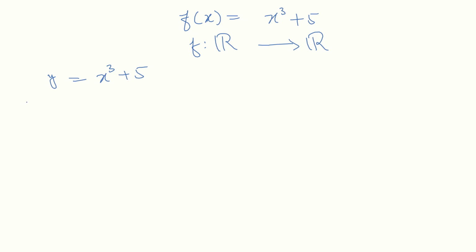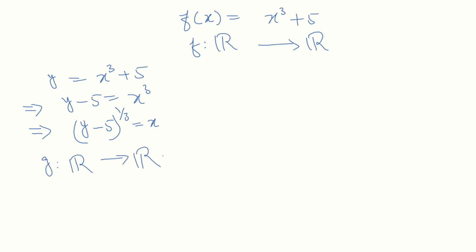In this example, we will find the inverse of a function. We have f of x equal to x cubed plus 5, where f is a function from the set of real numbers to the set of real numbers. Suppose f of x is equal to y. We have y equal to x cubed plus 5. To find the inverse, we will find the value of x. This implies that y minus 5 is equal to x cubed, and from this we can find the value of x. y minus 5 raised to the power 1 by 3 is equal to x. So the inverse function g from the set of real numbers to the set of real numbers is g of y equal to (y minus 5) raised to the power 1 by 3.